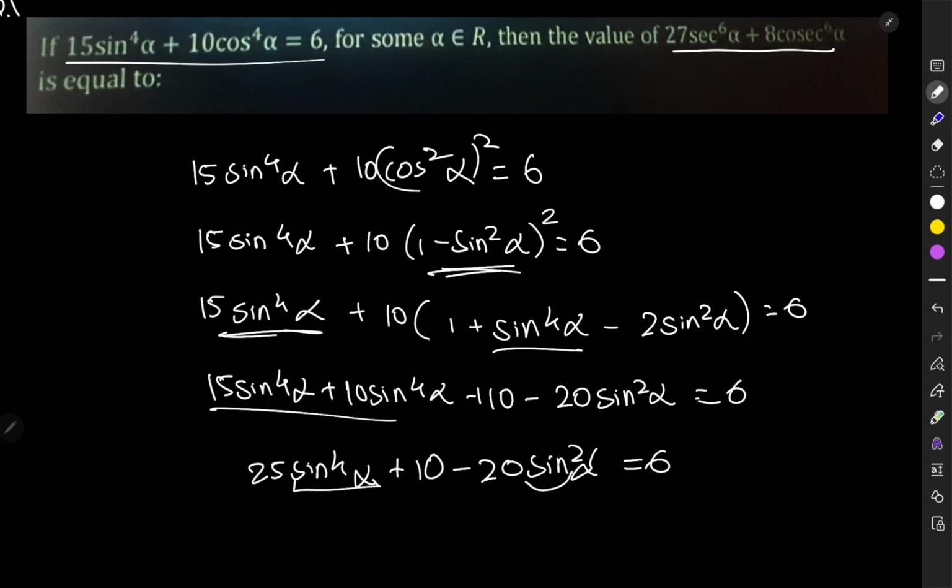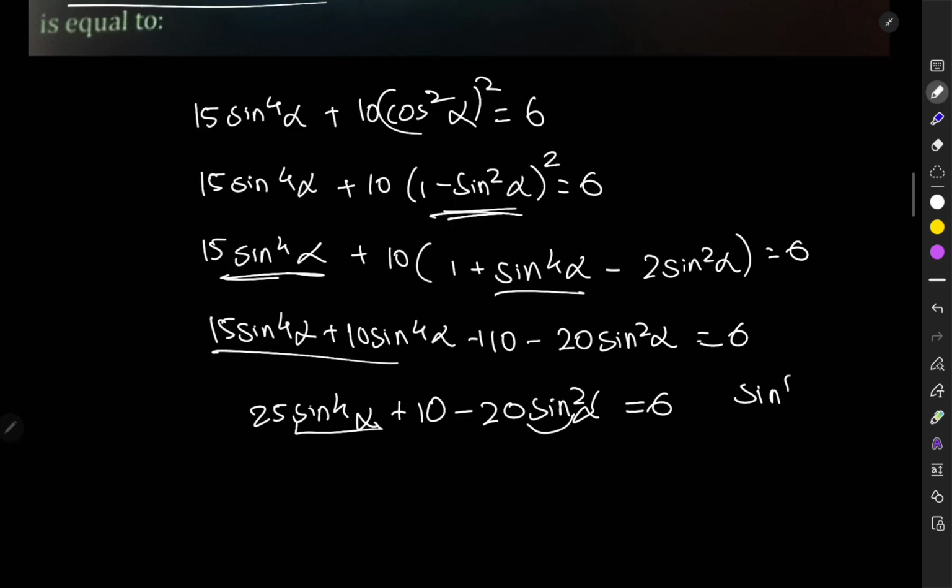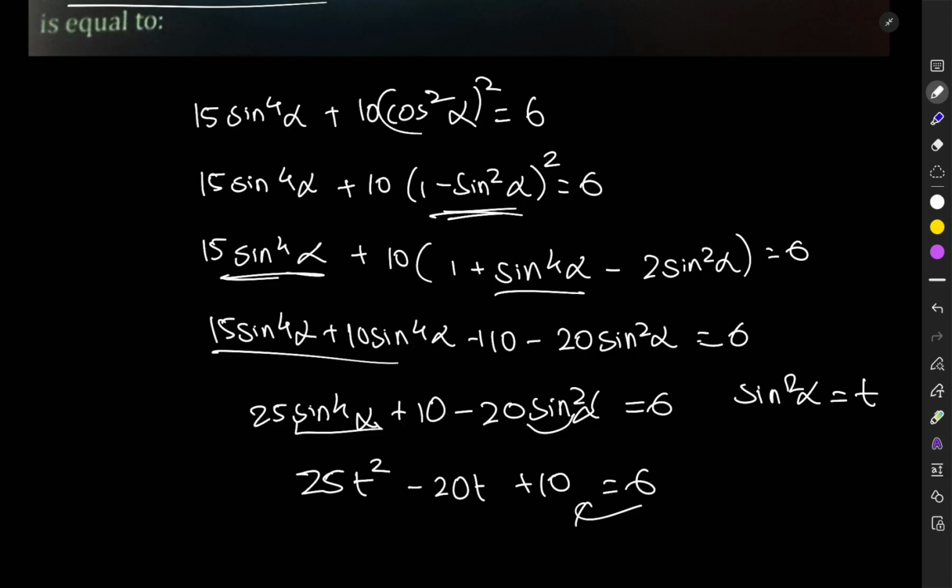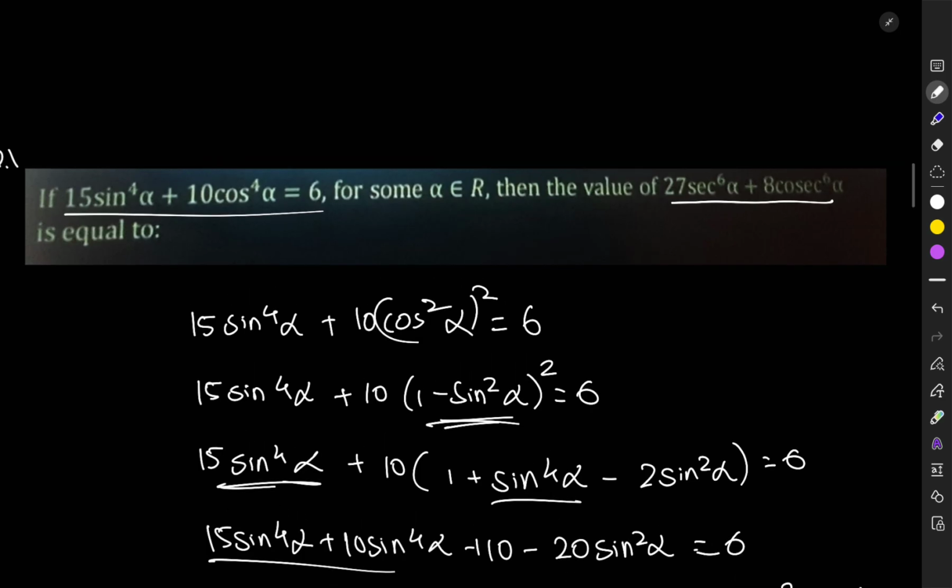So just take sine square alpha is equal to t. If I take sine square alpha is equal to t, I will get a quadratic equation like this: 25t square minus 20t plus 10 is equal to 6. Just take the 6 on the other side, solve the quadratic equation, and you'll get two roots. And after you get the two roots, just apply them in this equation, you will get the answer. Fine.